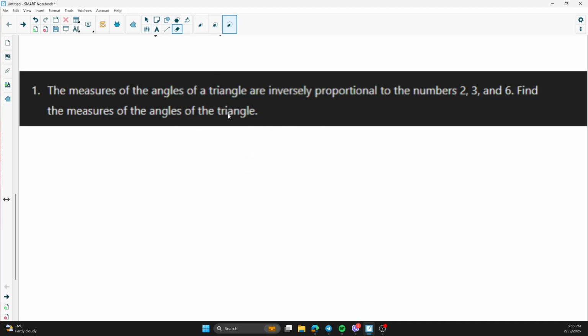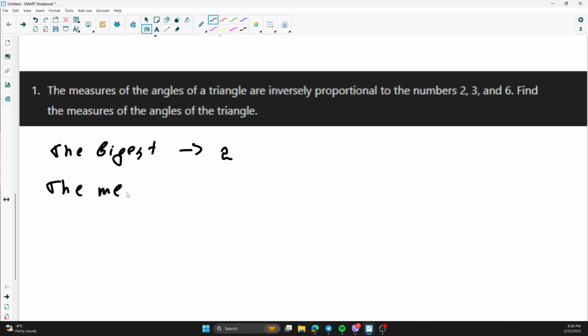So again, what does inverse proportional mean? As those numbers 2, 3, and 6 get bigger, the angle will get smaller, right? Yeah, as the number gets bigger, the x will get smaller. Now, the biggest angle will go to which number? The smallest, to 2. Now the medium one will go to the medium, which is 3.